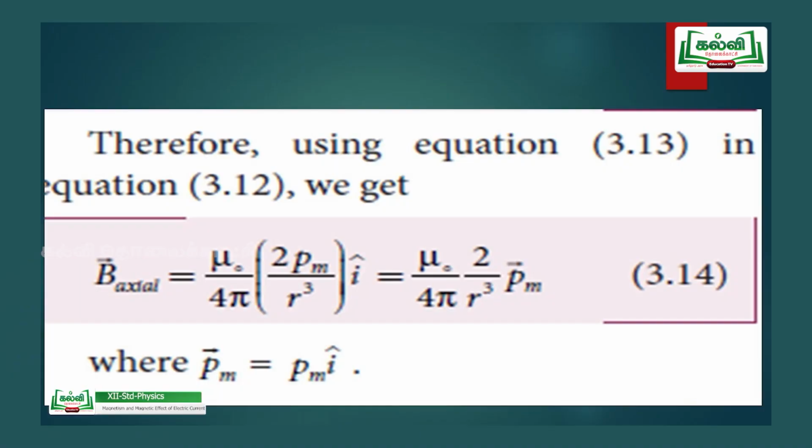Each and every equation will carry marks, or it will be divided into steps and the marks will be allotted. And for the final, that is Pm equal to the magnetic dipole moment, you will be given a half mark. So this is the split up of marks.